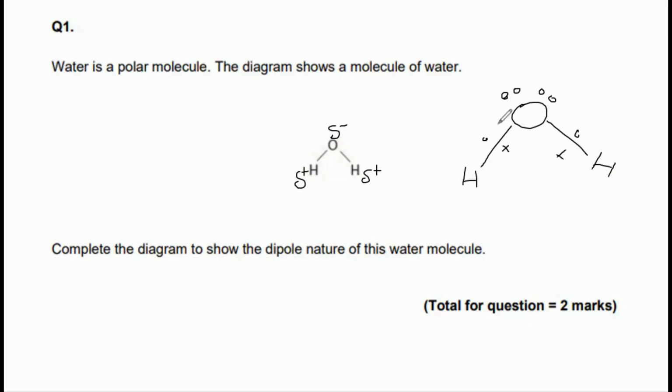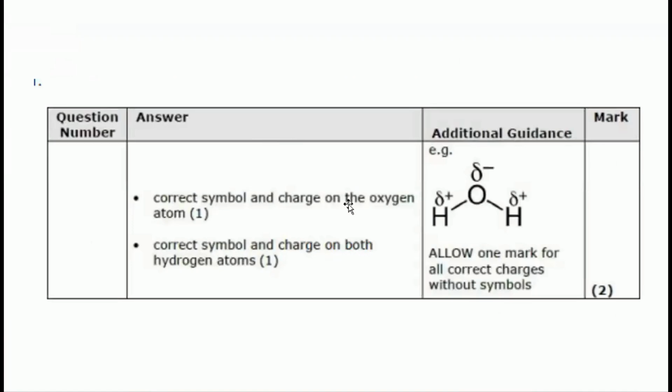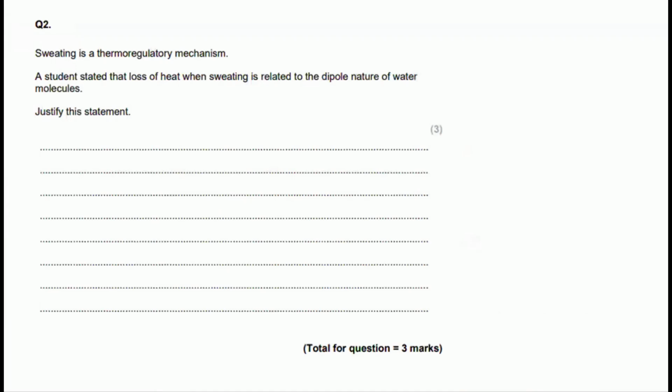What have I done over here? This is just to show you why the oxygen's negative. It has those extra lone pairs of electrons. So when we go to the mark scheme now, you'll find that you get 1 mark for the correct delta sign and negative on the oxygen, and 1 mark if you put the delta sign on both hydrogens and the positive on both hydrogens, and that'll get you the marks. And here's the mark scheme. So there you go. Correct symbol and charge on the oxygen atom and correct symbol and charge on both hydrogen atoms. Okay, let's go to the next question.